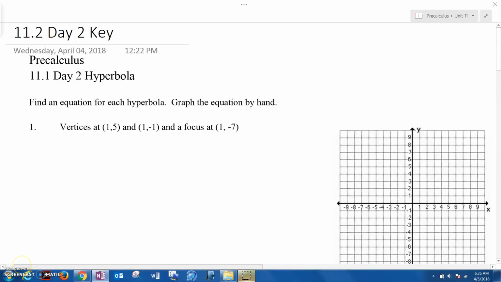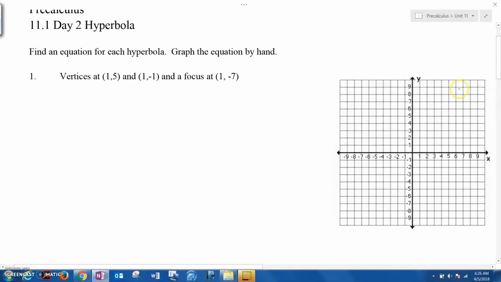Alright class, today is kind of like the second day of hyperbolas. We are just figuring out how to get the equation and graph the hyperbola based on the information. So the first thing I'm going to note is we have vertices at (1, 5) and (1, -1), which means it opens up and down. Because of that, we can find the center. That's usually what we have to do first.